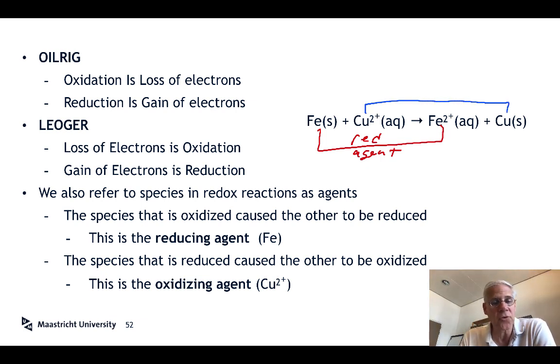Conversely, the copper gained electrons. So in order to gain electrons, it had to have taken them from something. So it made something else lose electrons, which means it made something else get oxidized. So the Cu2+ would be called the oxidizing agent. The reducing and oxidizing agents, and what gets oxidized and what gets reduced, are always reactants. The products are just the result of those actions.